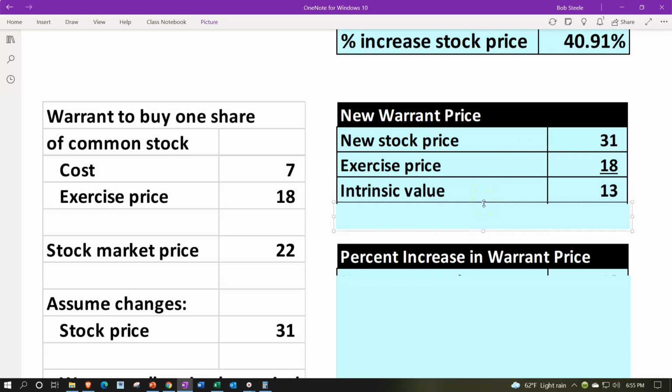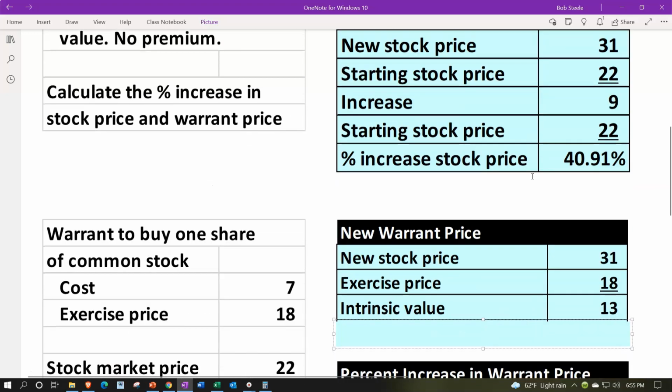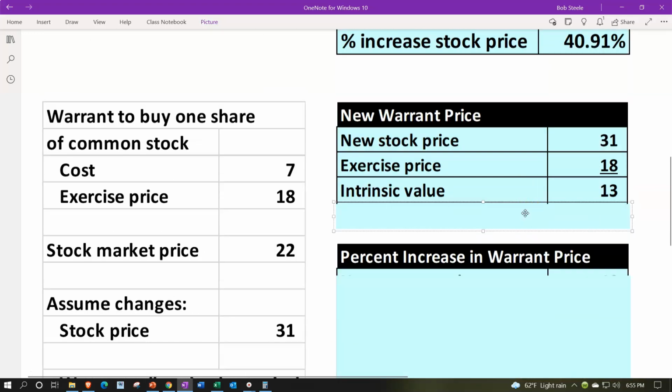So that's going to give us our intrinsic value of 13 in this case, because now if we had the warrant, we could still buy the new stock at the exercise price of 18. The market price is now 31. The difference is 13. Now, we're also assuming that there is no speculative premium here, as there was up top, meaning we're going to assume here that the cost is equal to the intrinsic value.